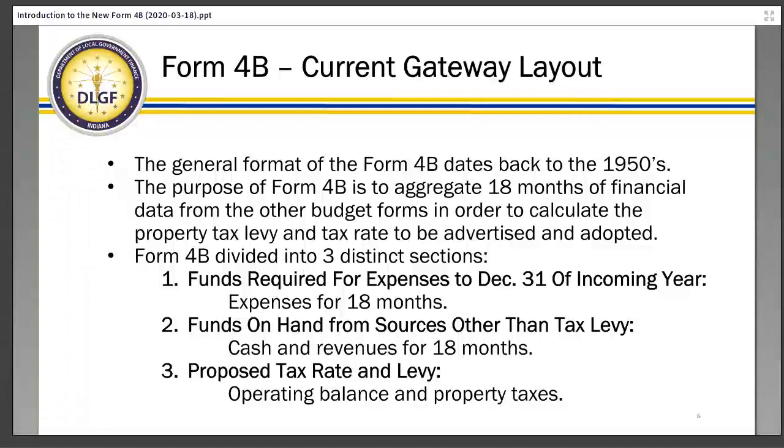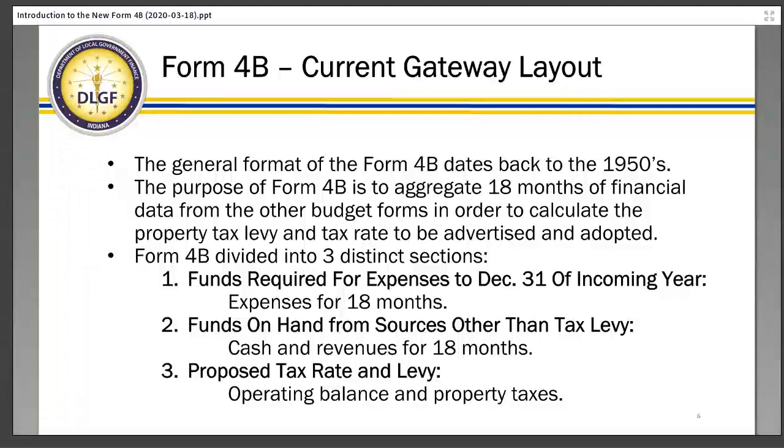The current 4B is divided into 3 very distinct sections. The first one, which we have labeled in Gateway as funds required for expenses to December 31st, represents a silo containing 18 months of expenses. And so in this section, we're going to see what your budget is. We're going to see what your planned expenditures are for the last 6 months of this year.